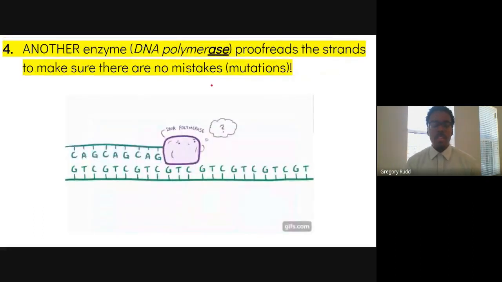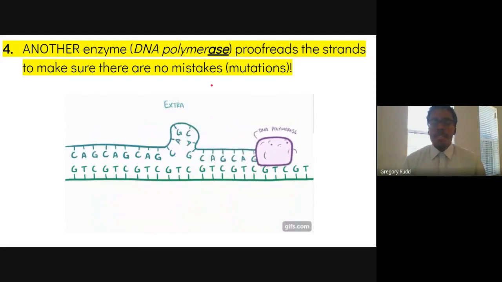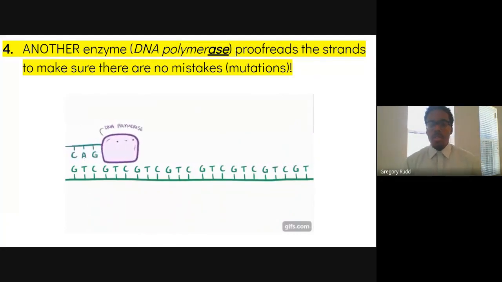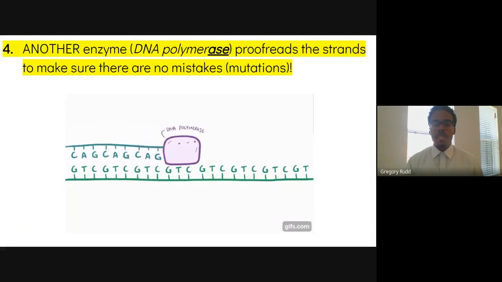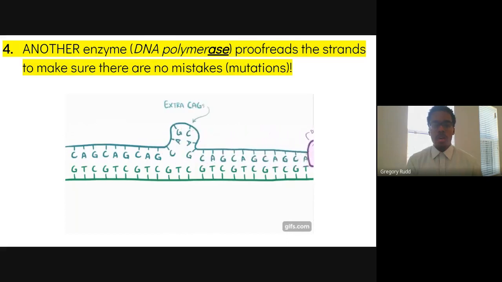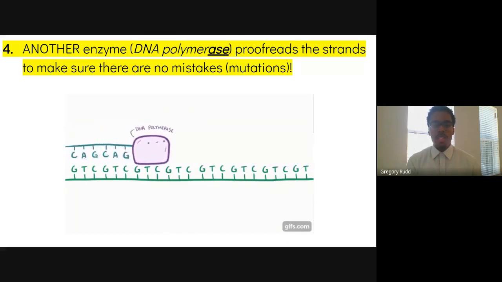Okay, and then the last step is probably the most important. And this is when another enzyme, this one also is called DNA polymerase, comes in and proofreads the strands to make sure that there are no mistakes. And of course, mistakes show up as mutations.